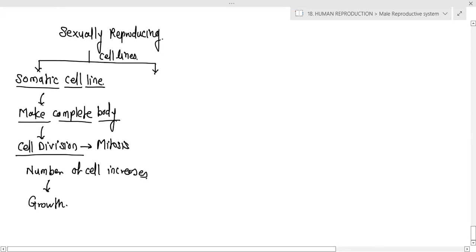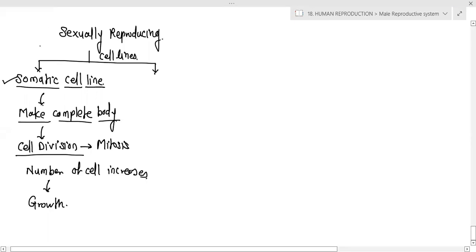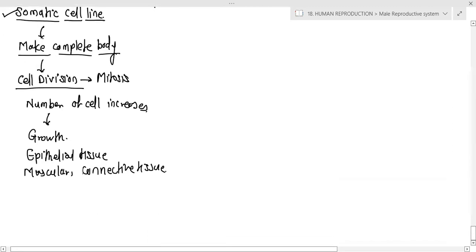Getting my point? We are growing means what exactly is happening? The number of cells in our body increases. Cell size has limitations, correct? Cell size cannot grow very large. When small kids grow, the number of cells in their body increases. And which cells are basically increasing? Somatic cells. So whatever tissue you studied last year, like epithelial tissue, muscular tissue, connective tissue, and nervous tissue, you studied all these tissues last year, correct?